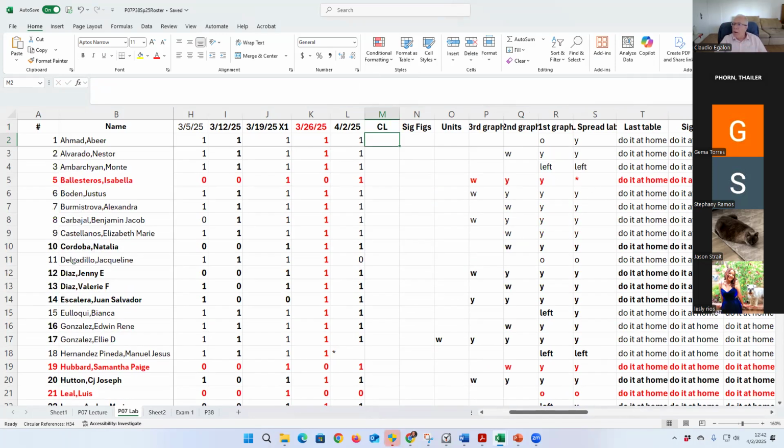Let's go back here. Abir, are you there? Okay, looks like Abir left. And Nestor, did you finish the second graph? Yeah, I finished the second, but I'm working on the third. Okay, thank you.